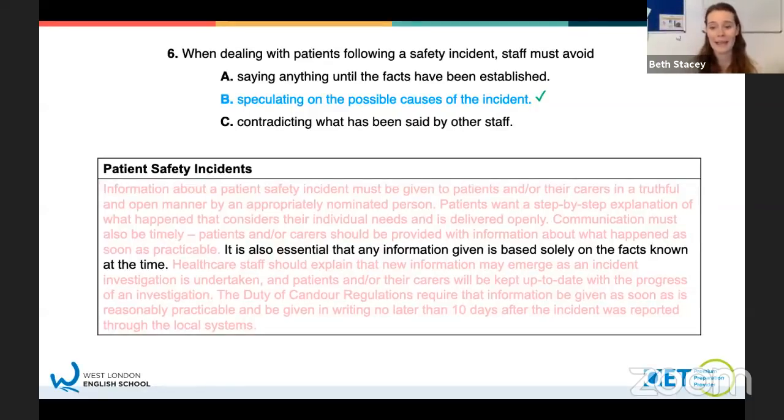Now with A, saying anything until the facts have been established, well, it can't be that because we don't know when the facts are going to be established. And that's why you have to give the information based only on the facts known at the time. It can't be C because there's nothing mentioned about the contradictions of other staff. So it can't be that as an option.